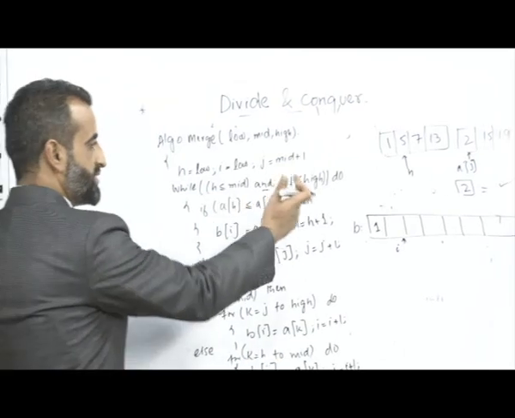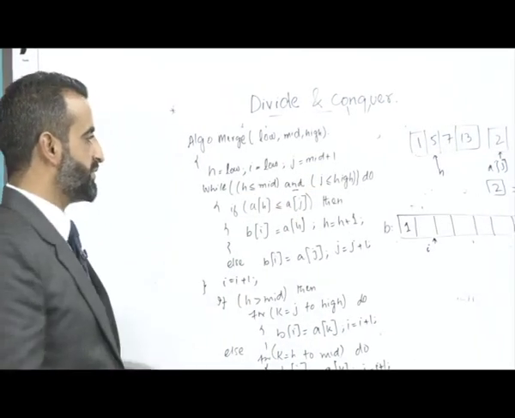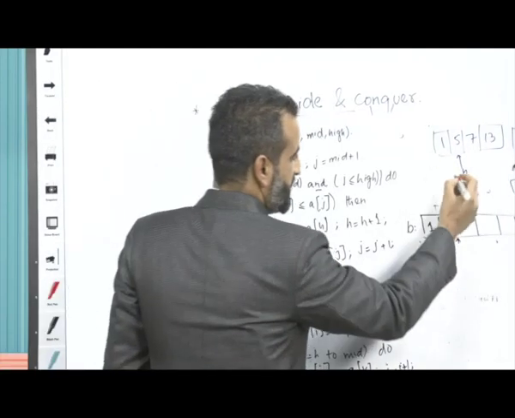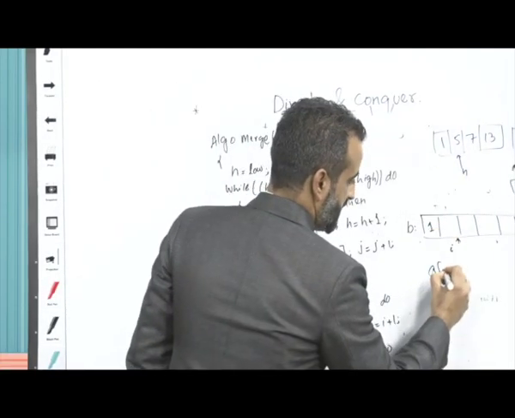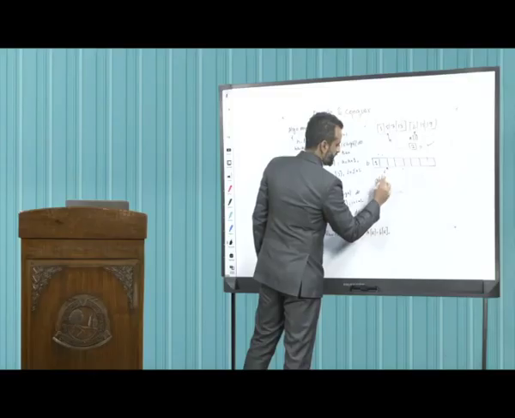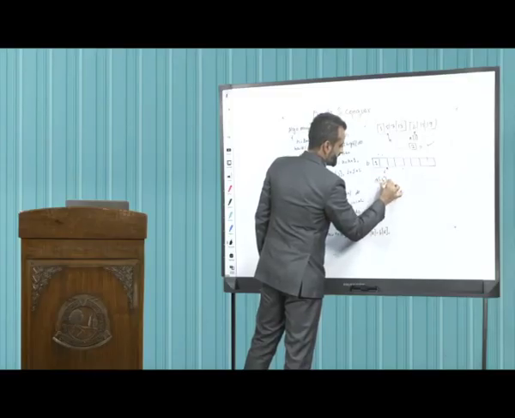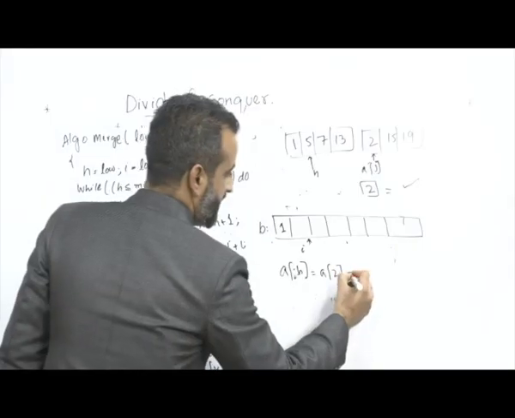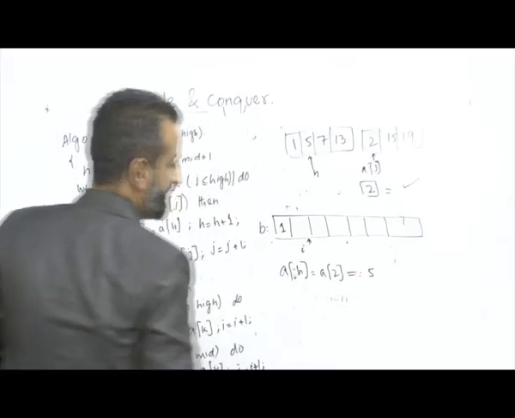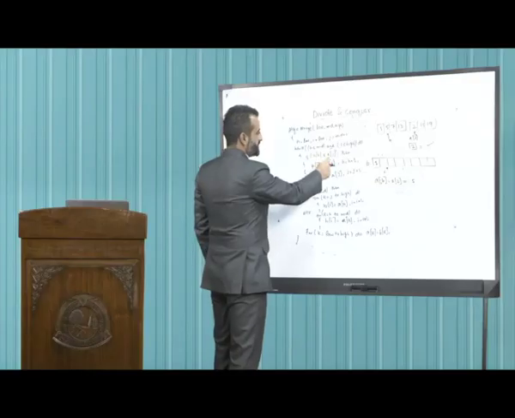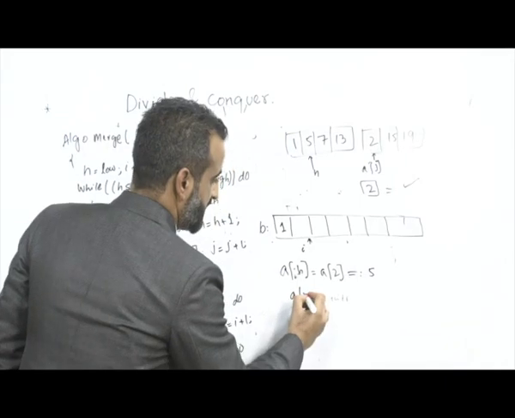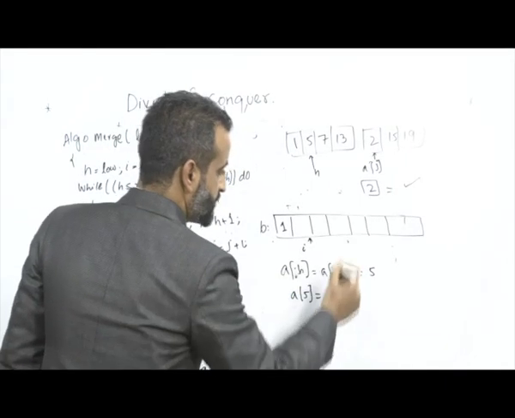Since both these conditions are true, we again perform the comparison. This time around A of h is now 5. A of h is actually nothing but A of 2, and A of 2 is pointing towards the element 5. And A of j is pointing towards, that's A of 5, that's actually pointing towards my 2.